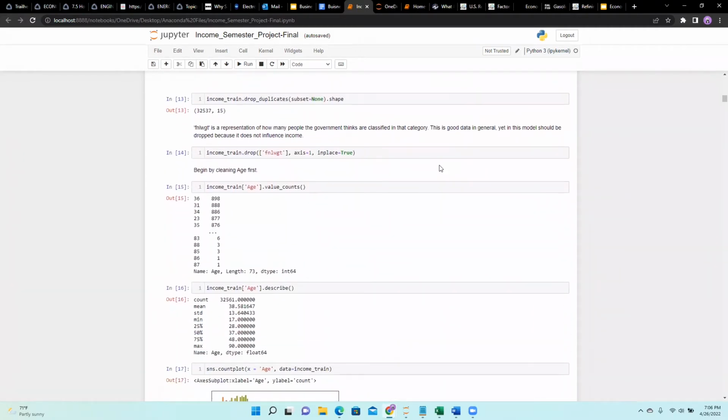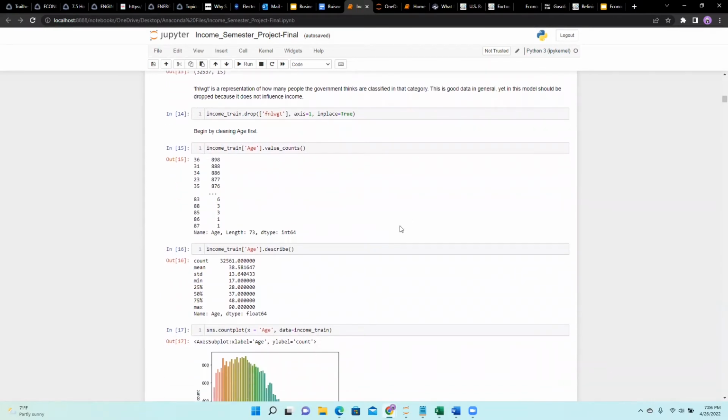After this, we dropped the FNLWGT as this data was not actually relevant, as it rather classified how many individuals may be represented in that group, and there were way too many individuals than actual individuals in the real world. Then the next step was taking the various variables that we had and getting rid of outliers.